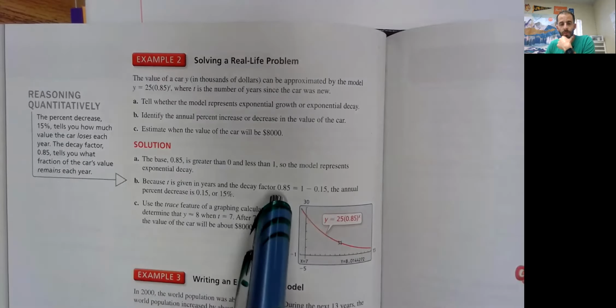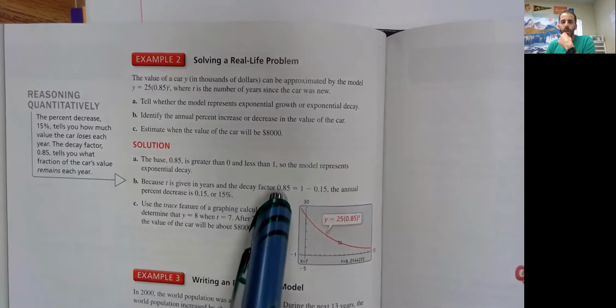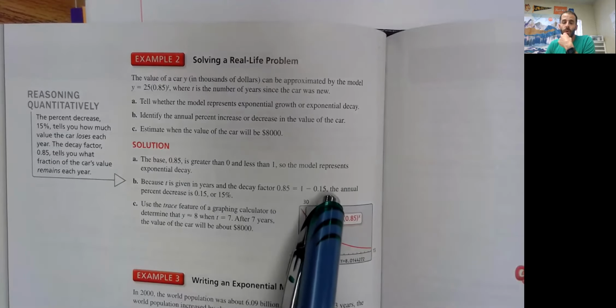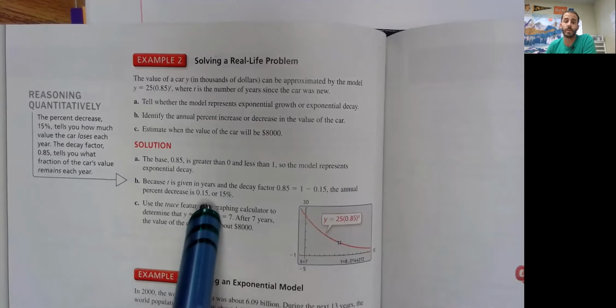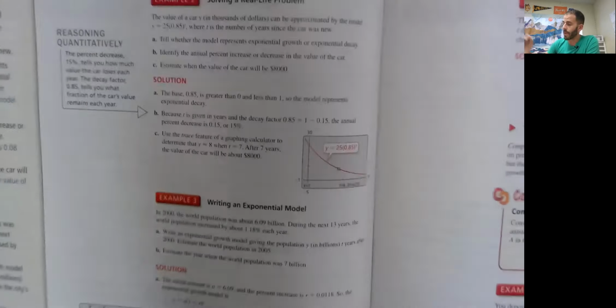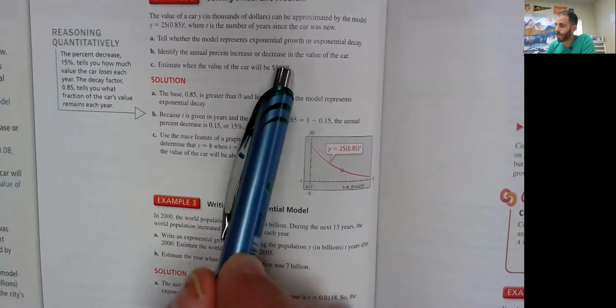And then this is a different way of looking at it, by the way, the book says it. So 0.85 is 1 minus 0.15. So in other words, 85% is how much off of 100%? It's 15% off. We know it's decay. It's a 15% decrease. And then, okay, estimate when the value of the car will be $8,000.